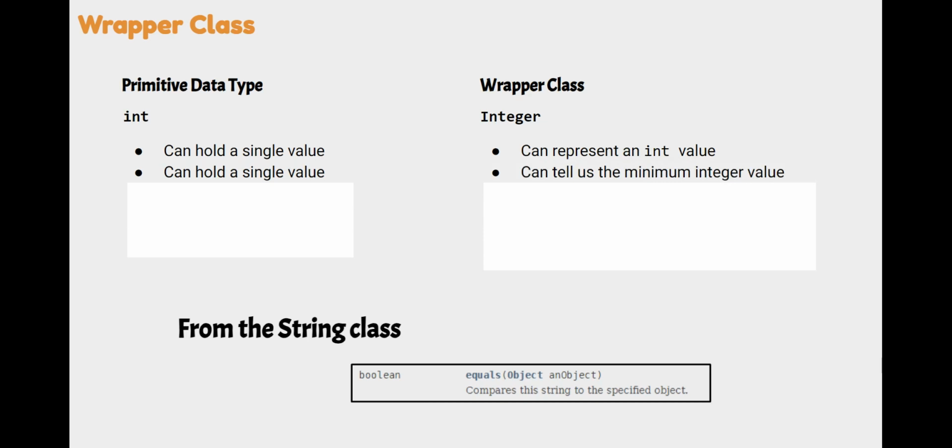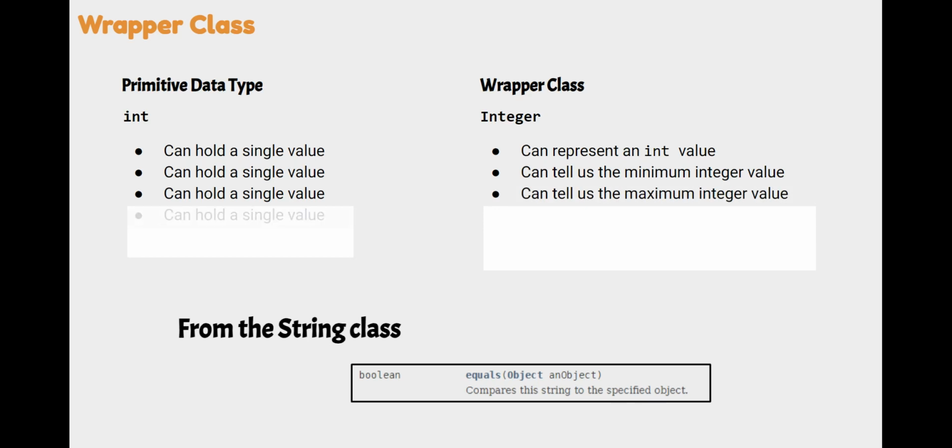The wrapper class can tell us the minimum integer value. Primitive data type int can only hold a single value. That's the only thing that it can do. The wrapper class Integer can tell us the maximum integer value. Primitive data type int, oh, look at that. It only holds a single value, that's it.